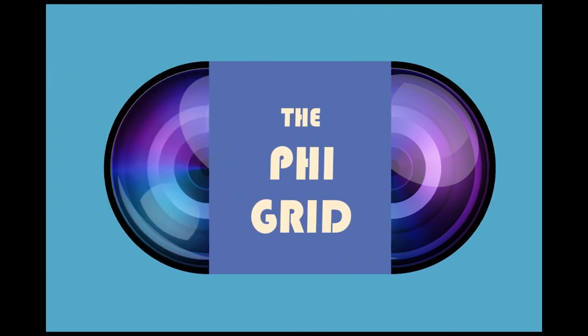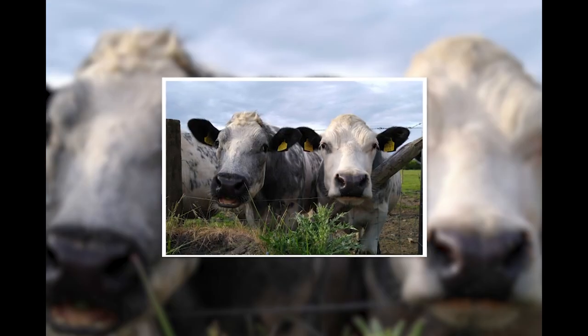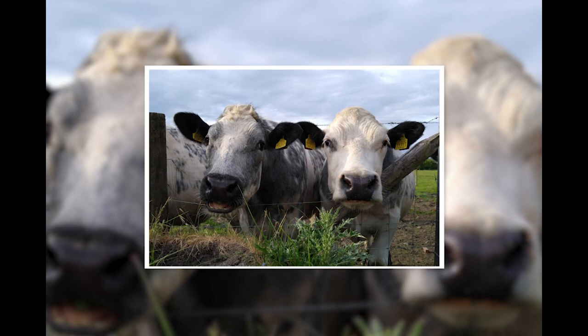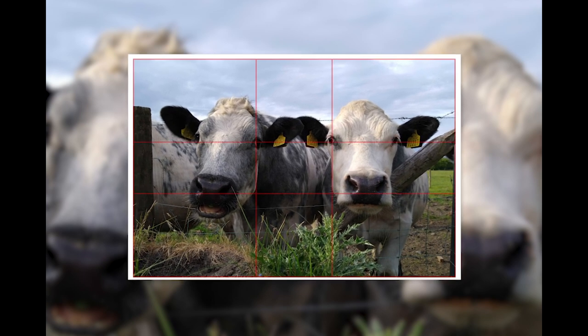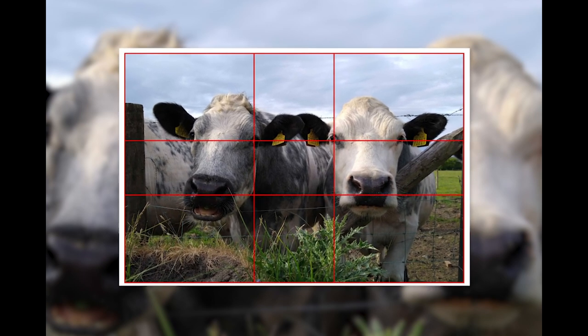Here are two examples of the phi grid. Both cow's eyes are placed on the intersection points.